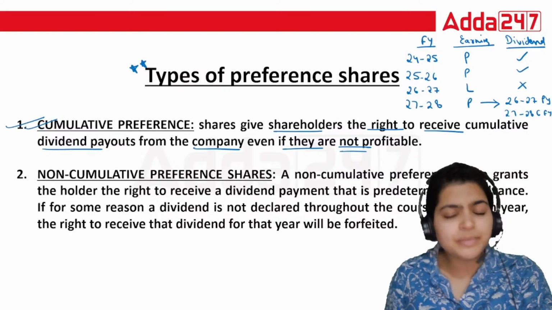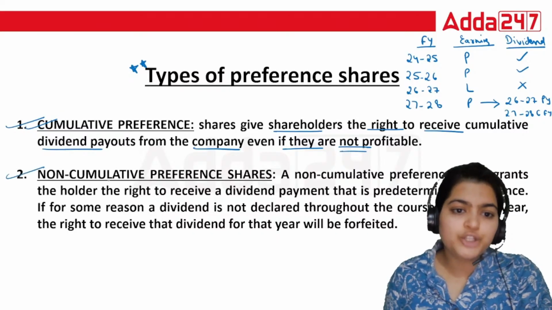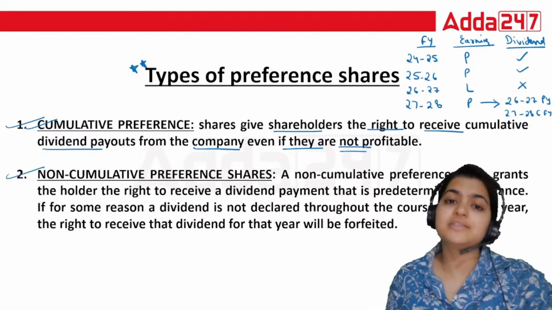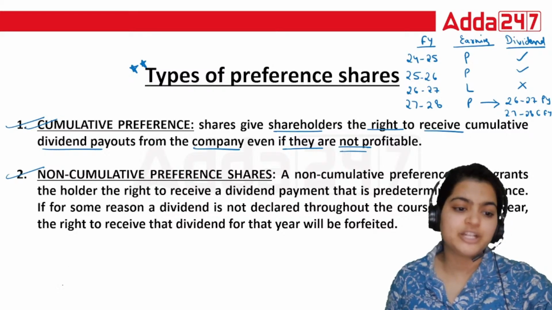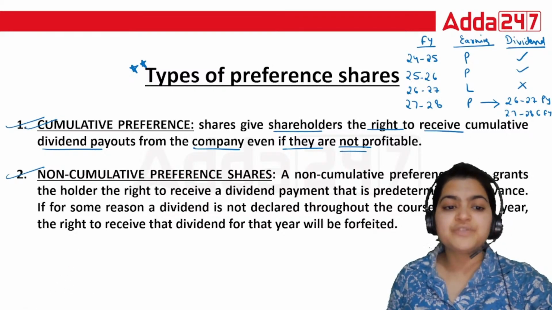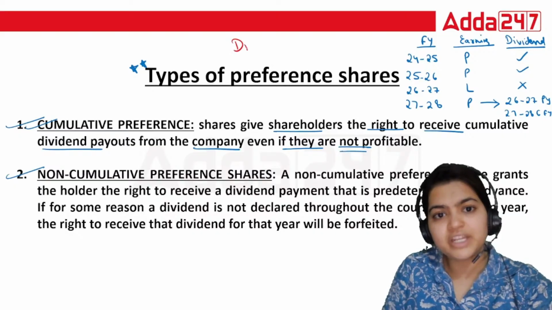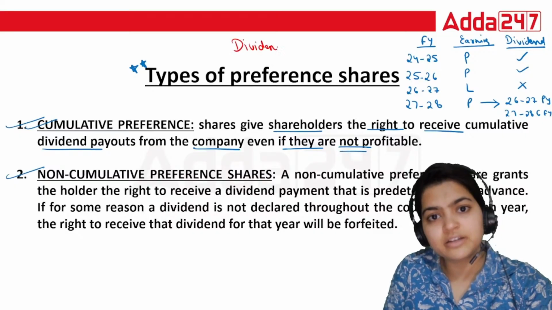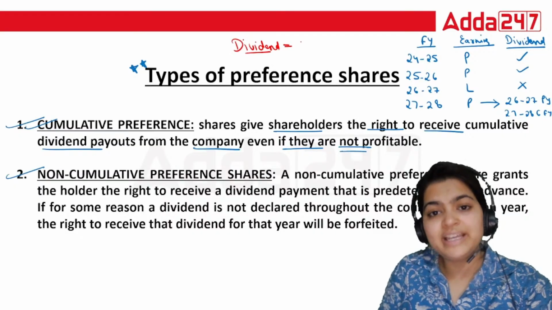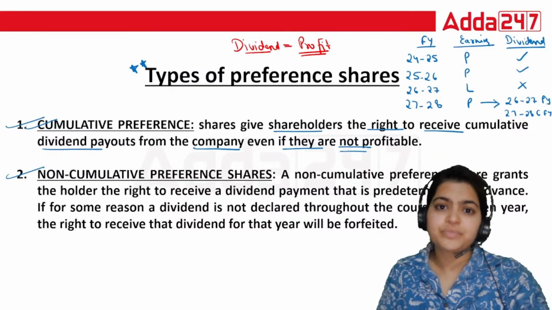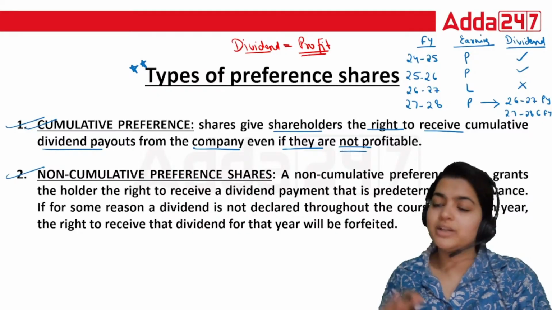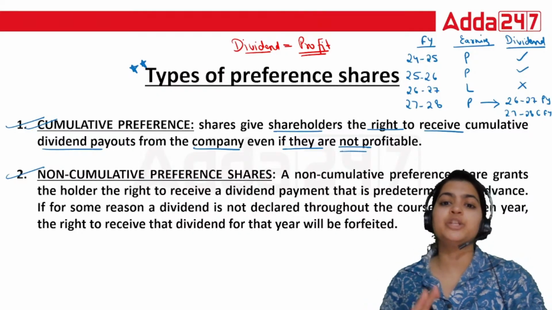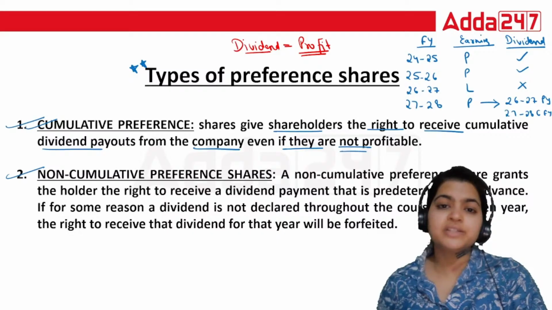Similar to this, you have non-cumulative preference shares. Before we discuss non-cumulative preference shares, let me tell you one more point: whenever you are going to talk about dividend, you can pay only when the company earns profit. If the company earns profit, then only pay dividend. Otherwise, this right lapses.